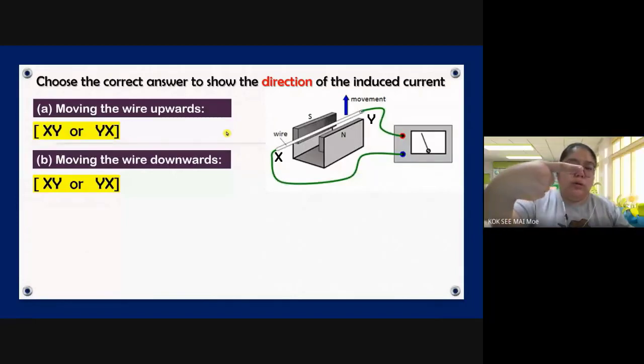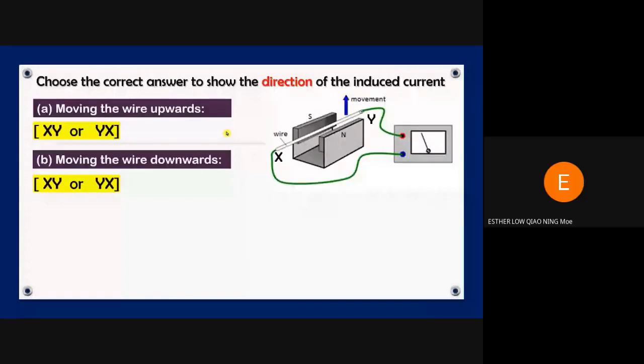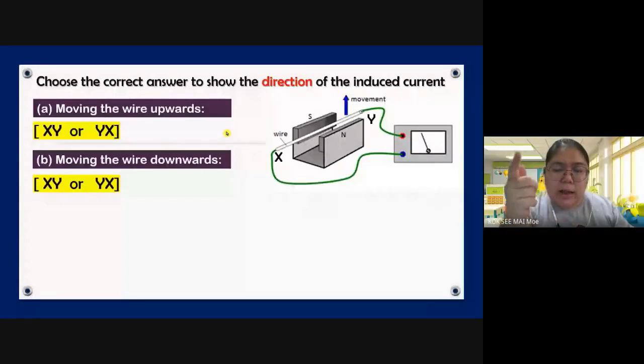You show north to south. Then after that, you take out your thumb. Your thumb should point up, is it? Right hand. Then you take out the second finger. Where does the second finger point? Point yourself, is it? Pointing yourself means the current comes to you, is it? Coming to you is YZ or YX or XY?